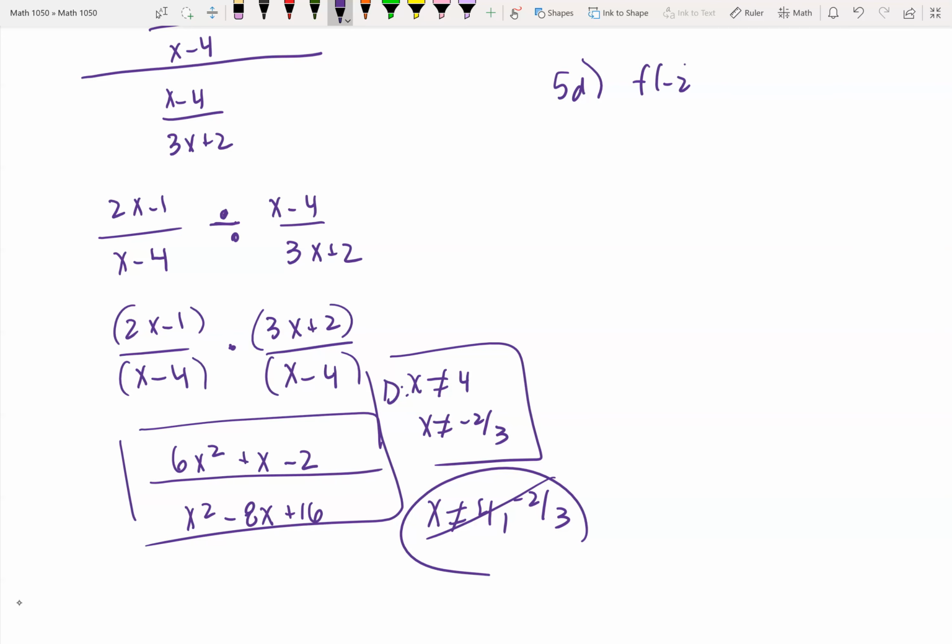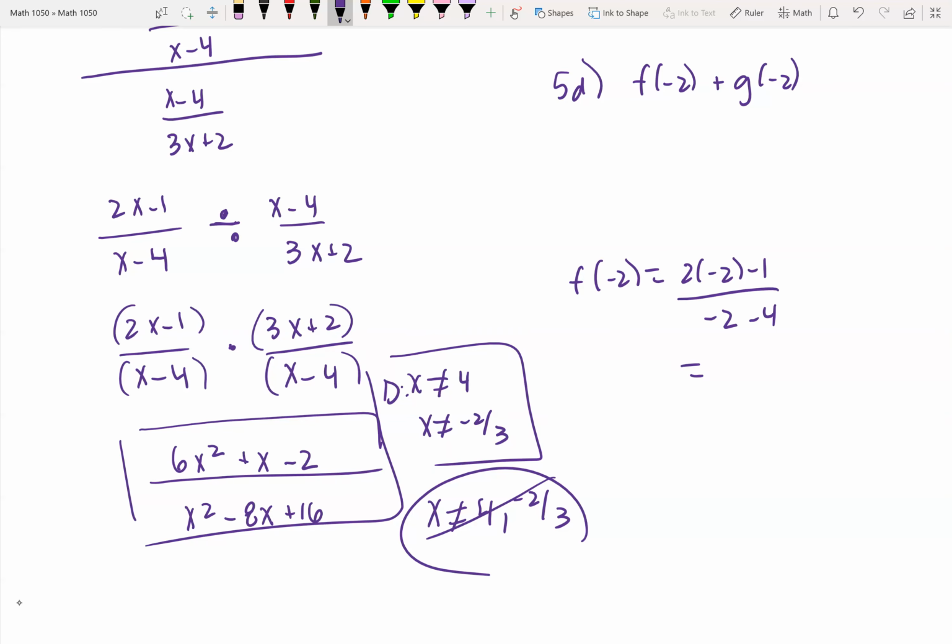They're asking you to find f of negative 2 and add it to g of negative 2. I noticed on the quiz, some of you are doing all the crazy work right inside there. I don't recommend that. I think it's asking for trouble. So when you find f of negative 2, it's 2 times negative 2 minus 1 over negative 2 minus 4.